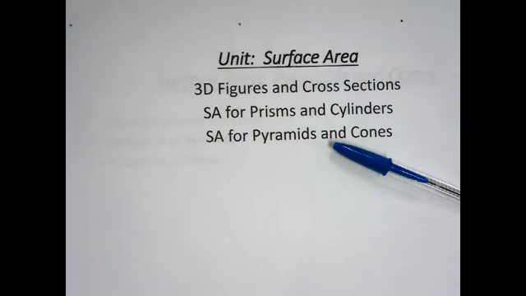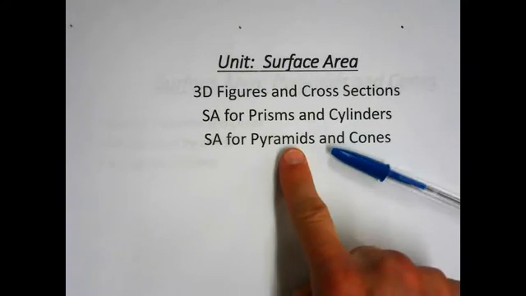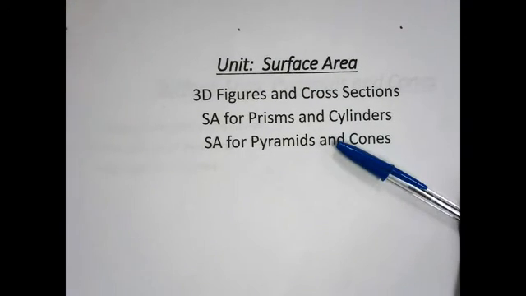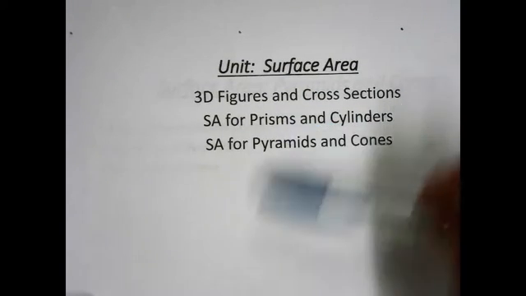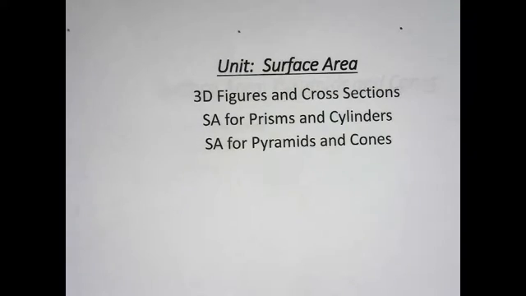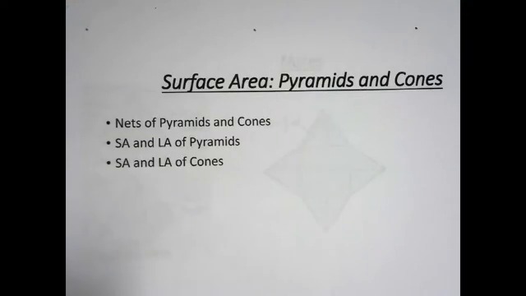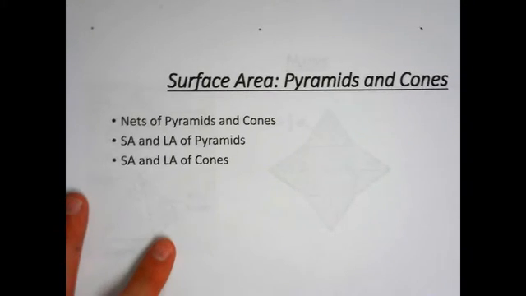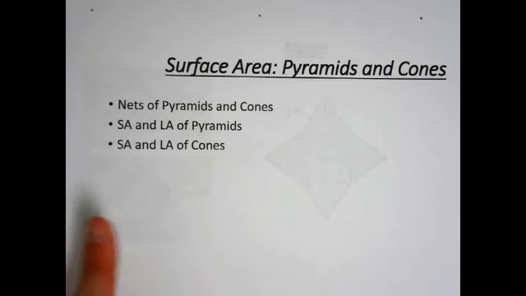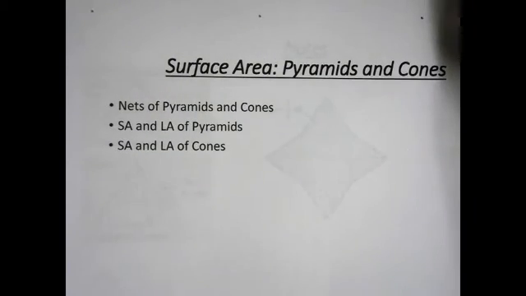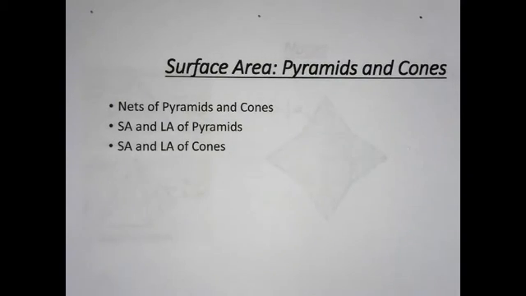We're going to get into the last lesson, which will take a couple of videos, and we're going to talk about surface area for pyramids and cones this time. And we're going to see the difference between pyramids and prisms and cones and cylinders and how that plays out for surface area. So in this particular lesson, we're going to discuss the nets of pyramids and cones, how those are comprised, how we can find the surface area and lateral area of each. So let's jump right in. Might take a couple of videos, but let's see how far I can get.